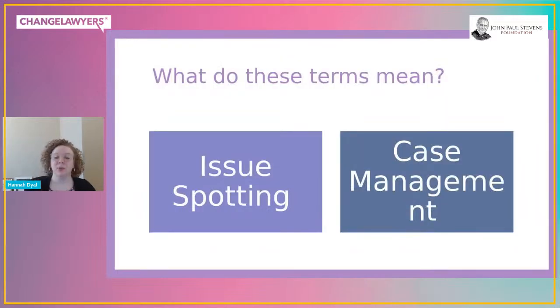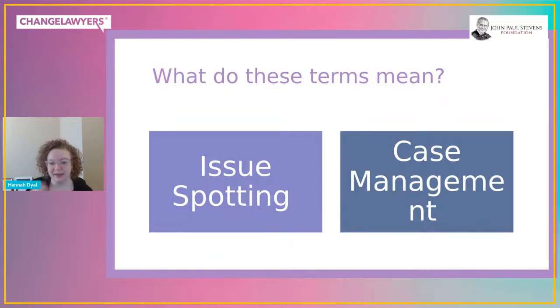So to get into what issue spotting and case management are, I wanted to just highlight first that this is different when you are in law school than it is when you're in practice. Most of you have probably heard the terms issue spotting, maybe less about case management.